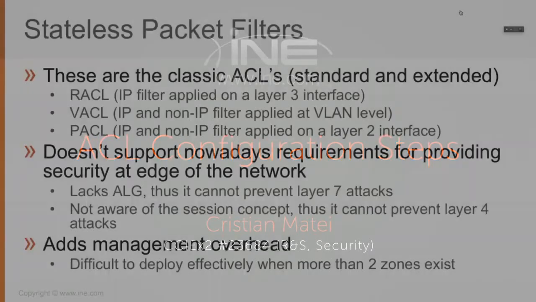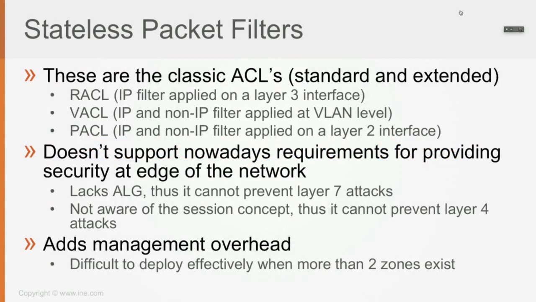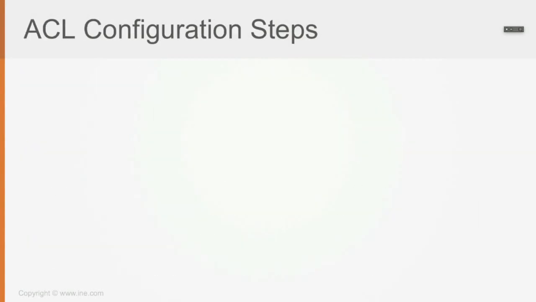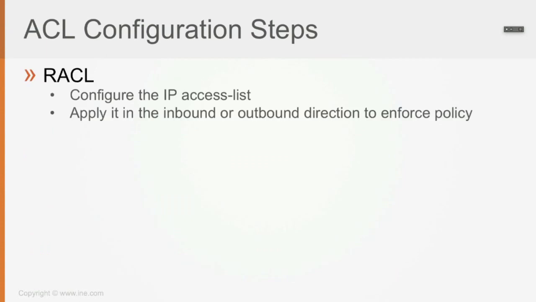So just quickly, let's go and configure a PACL and the VACL. The ACL configuration steps: you just go and configure the IP access list and you apply it in the inbound or outbound direction to enforce policy. So quickly, let's go ahead and do that. You go on the diagram in here.